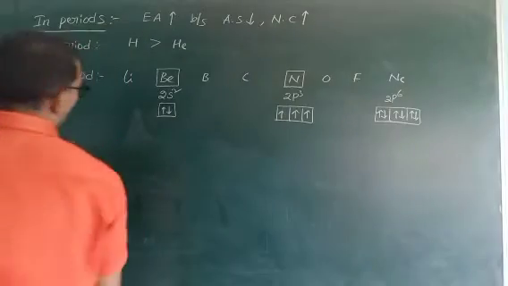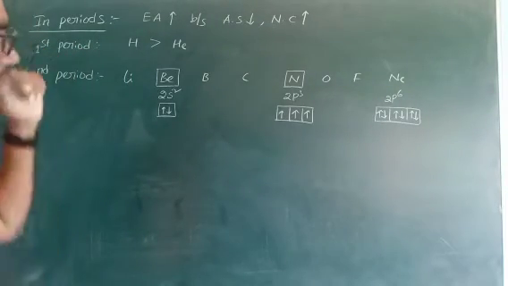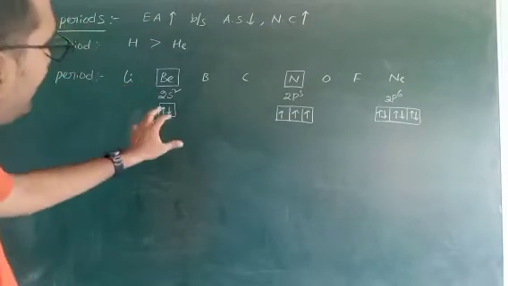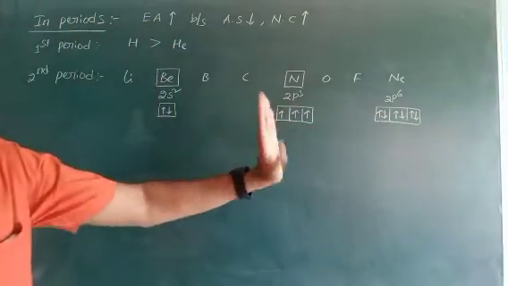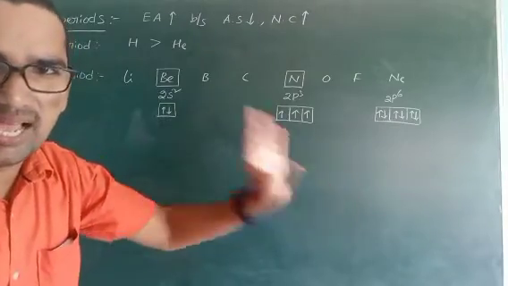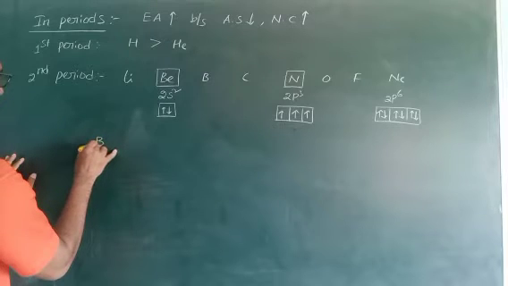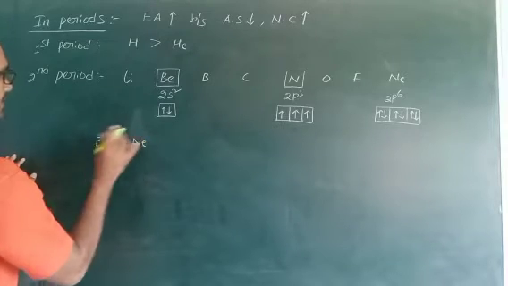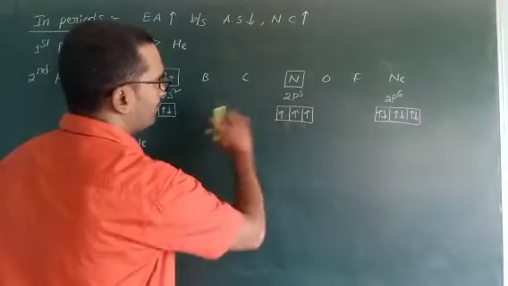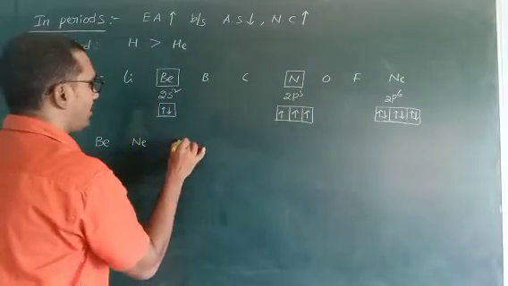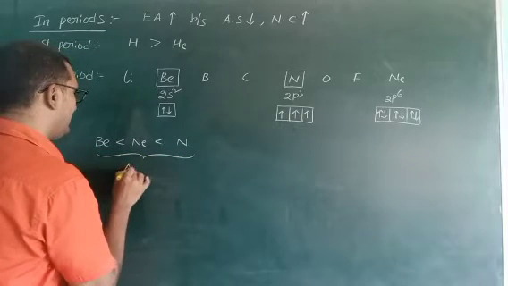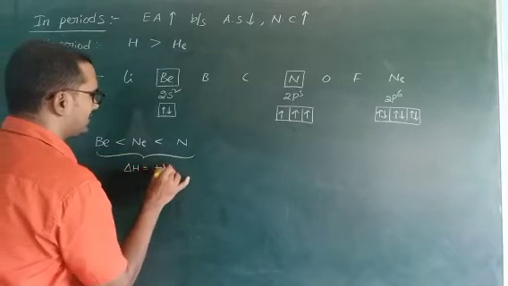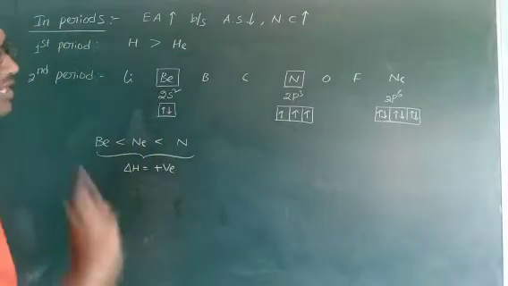Listen carefully. That's why these 3 show positive. Already stable means they are not releasing the energy. That's why in this order, beryllium comes first, next neon, because beryllium and neon, these 2 are fulfilled. Next nitrogen, this is half filled. And these 3 show delta H equal to positive. These 3 take the last place.